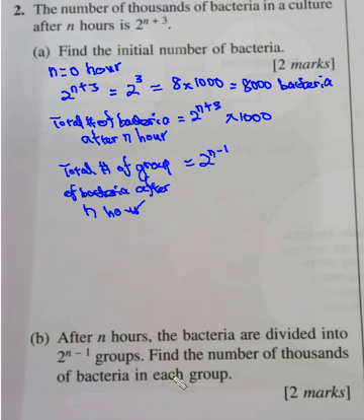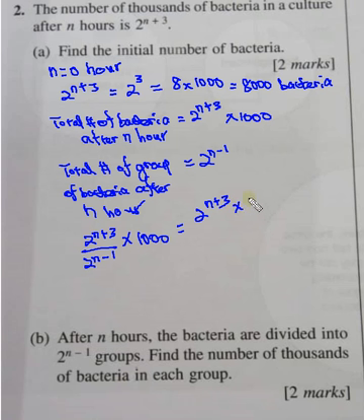Now, if I want to find the number of bacteria per group, you take the total number of bacteria divided by the total number of groups after the n hour. Simple logic. So you take 2^(n+3), which is the total number of bacteria, divided by the number of groups, which is 2^(n-1). Now, 2^(n-1) is the denominator. You bring it up, then you change the sign, so it becomes 2^(-n+1) times 1,000.